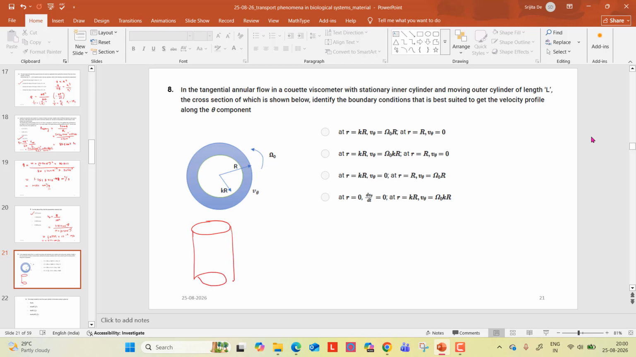So there is a cylinder. Okay, and between this there is another cylinder, and the middle one is stationary and the outer one is rotating, with omega naught. So what will happen? At r equals kR, that means at the outer boundary of the inner cylinder, it is stationary, so v theta is 0. Okay. And at r equals capital R, that means the outer radius, it is rotating with omega R. So option C.